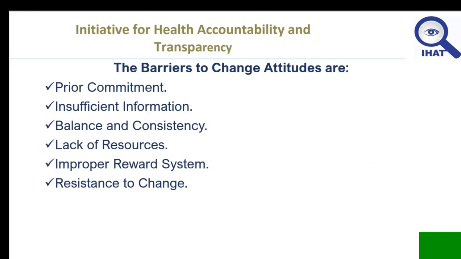The barriers to change include prior commitment. If you are committed to a cause, the attitudes that will guide you to achieve that commitment certainly will be a barrier. We have talked about the role of information. When you have insufficient information about a person or event or circumstances, the attitudes formed based on that might not be easy to change. There is also balance and consistency.